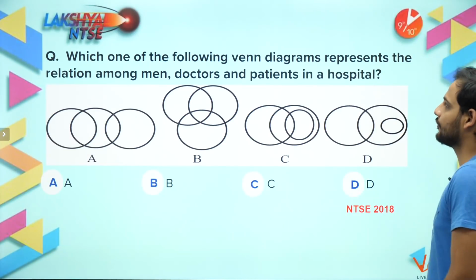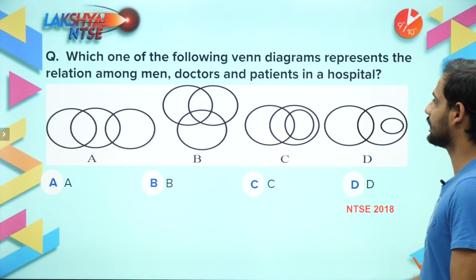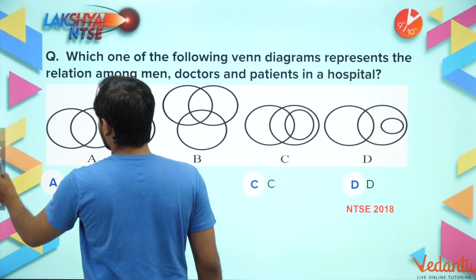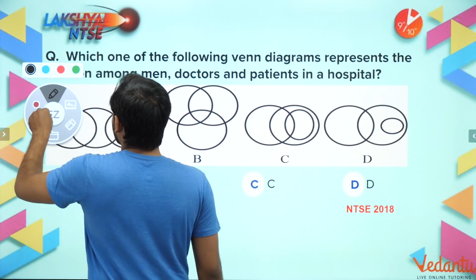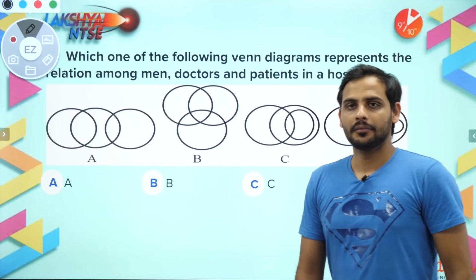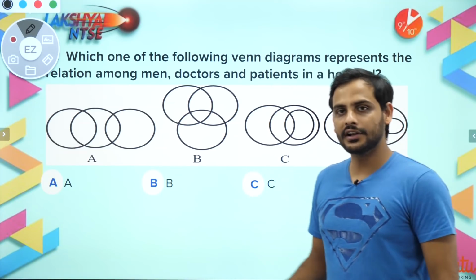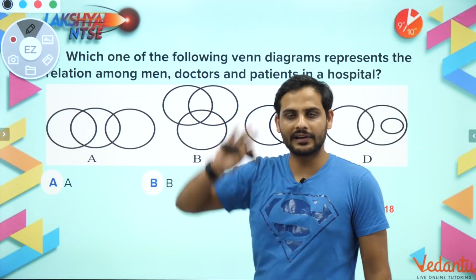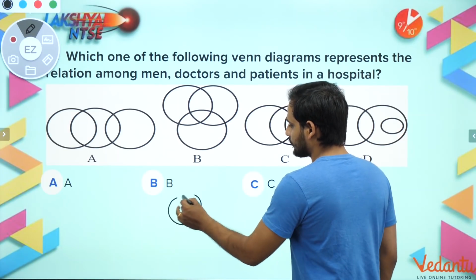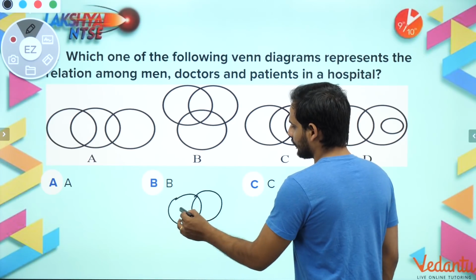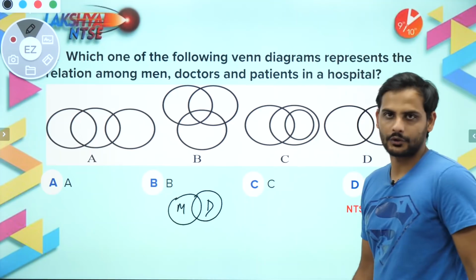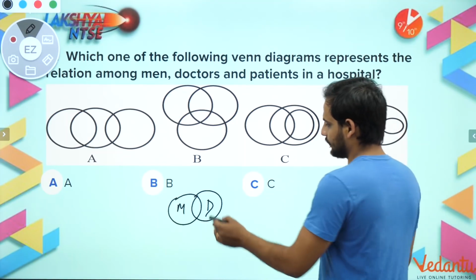The next question. Which of the following Venn diagrams represents the relation among men, doctors and patients in a hospital? Men, doctors and patients in a hospital. Now children, see one thing, men are there. Doctors: it is not necessary that all doctors are men, only some men will be doctors. So suppose this is your man, this is your doctor, so only some men are doctors, right?